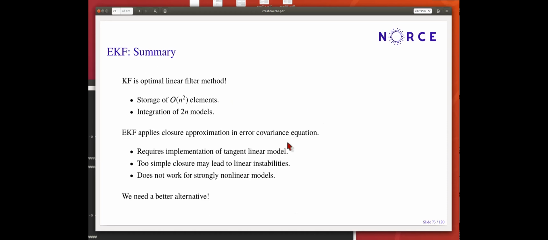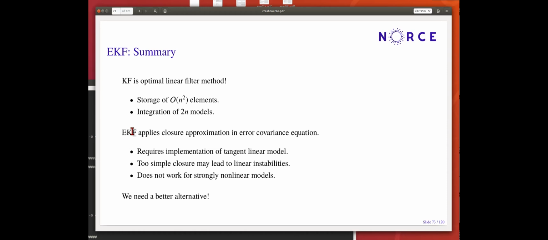Okay, so to summarize what we have now, the Kalman filter is the optimal linear filter method. So if you have a linear model and linear measurements, it gives the optimal solution. You need to store a matrix, the error covariance matrix, which is n squared. So that means you have a problem for large models. You need to integrate 2n models. So for each column in the error covariance matrix, you need to solve the linearized model twice in the extended Kalman filter.